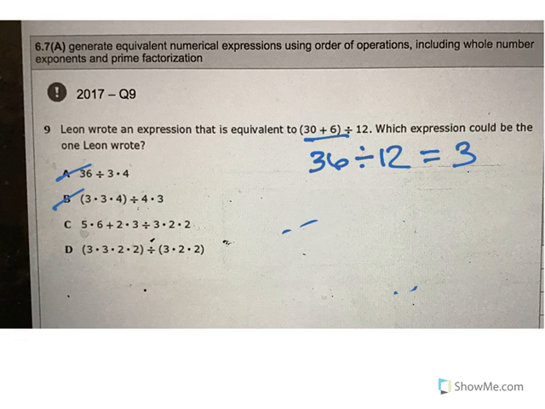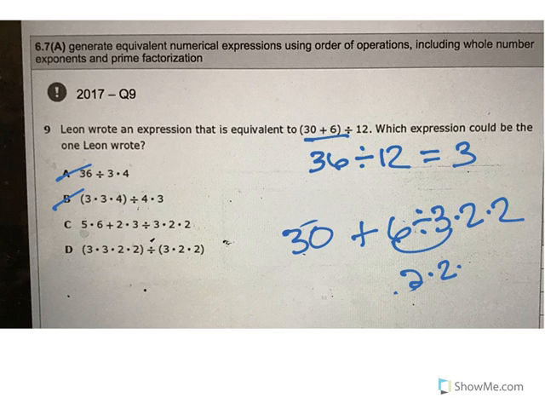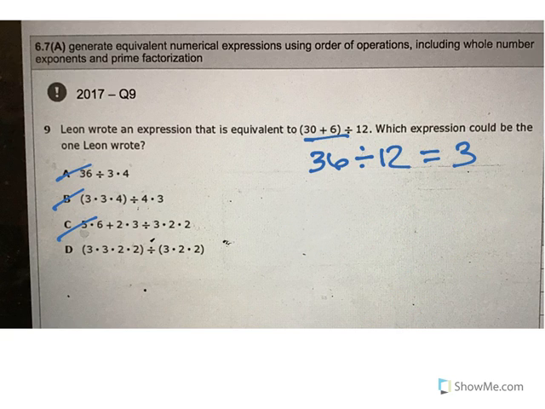Well, let's look at this one. C, 5 times 6 is 30. So 30 plus 2 times 3, which is 6, divided by 3 times 2 times 2. Next I'm going to do this. 6 divided by 3 is 2, and then 2 times 2 times 2, which is 8, and 30 plus 8 is not 3. Nope, can't be C. Let's hope it's D, or I'm doing this all wrong.